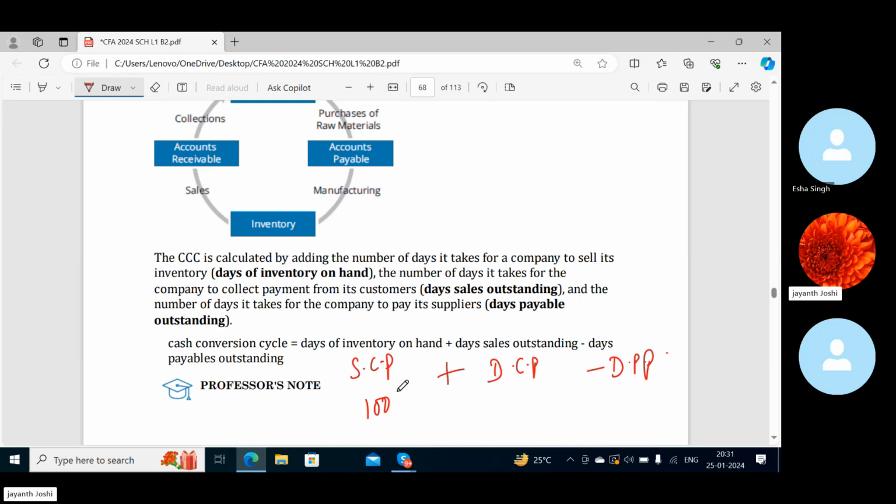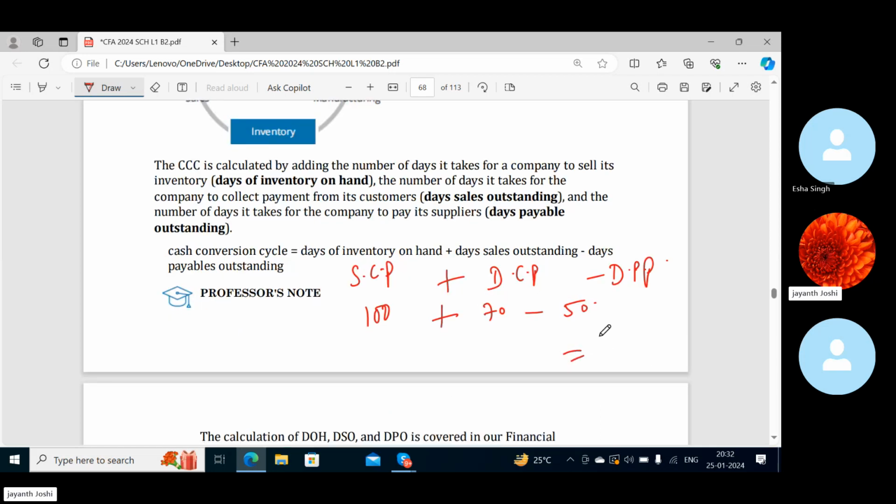You may sell your inventory on cash basis, or you may sell your inventory on credit basis, but almost all it takes 100 days for you to convert your inventory into cash, and then it takes 70 days for your credit sales to get converted into cash. The people to whom you have sold the goods on credit basis, some goods you may sell on cash basis, some goods you may sell on credit basis, so it takes 70 days, and all in all 50 days you are taking to make the payment to your suppliers.